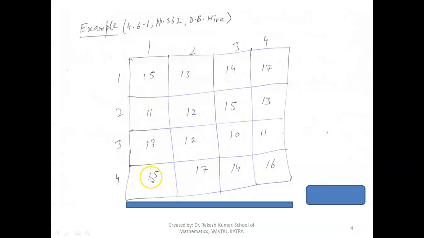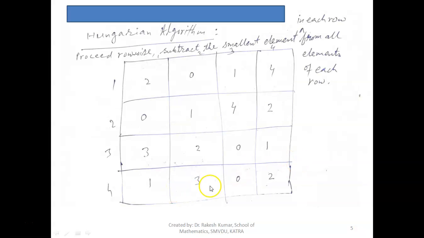Similar is the case with any other row. Let us take the last one. Here 14 is the minimum: 14 minus 14 is 0, 16 minus 14 is 2, 17 minus 14 is 3, and 15 minus 14 is 1. So we get 1, 3, 0, 2. You can see here 1302. This table is made just by doing row operations, row reductions, and so these values I obtain.